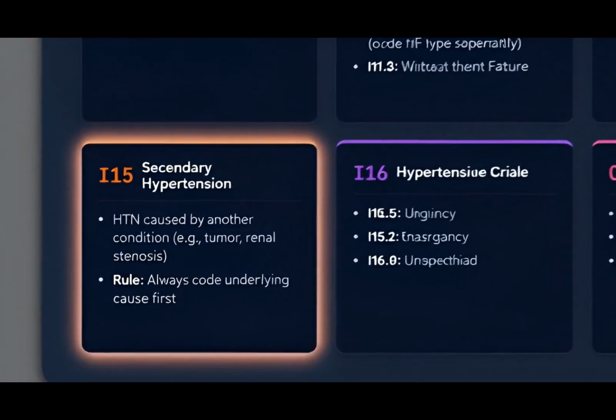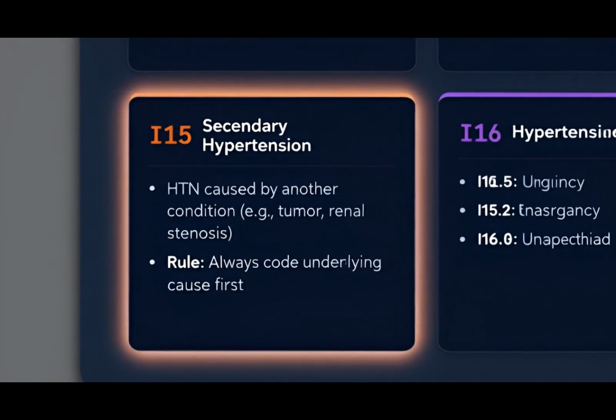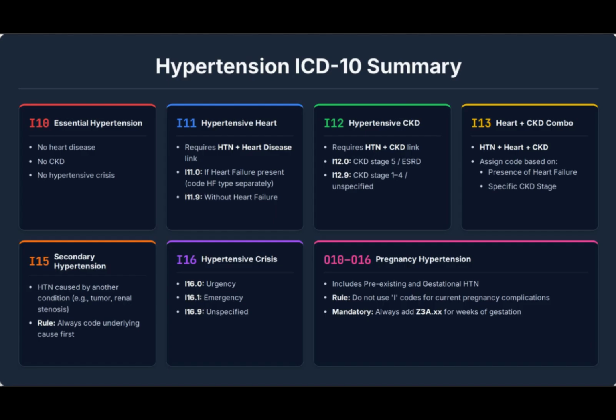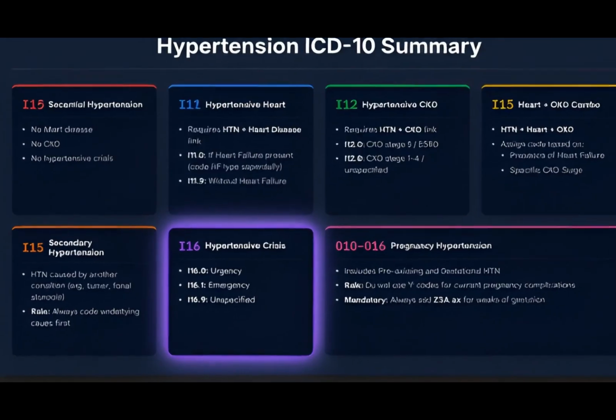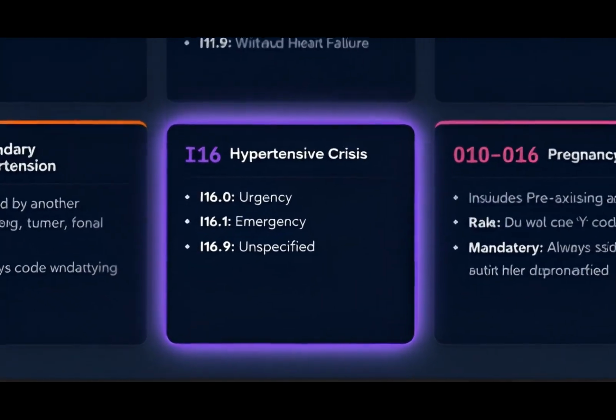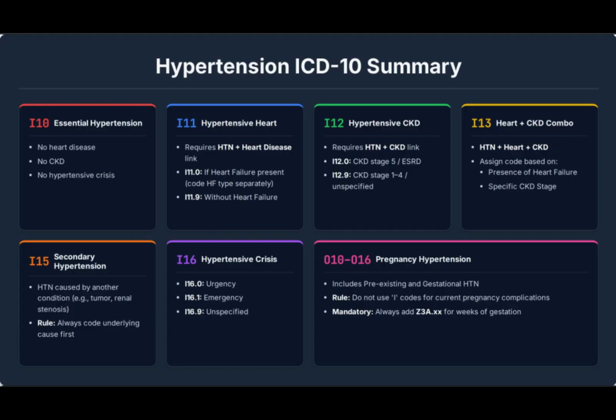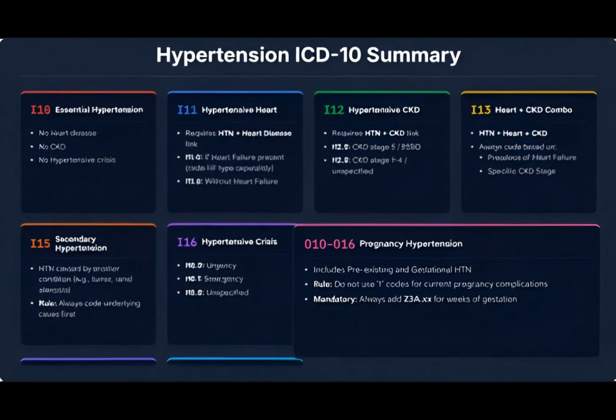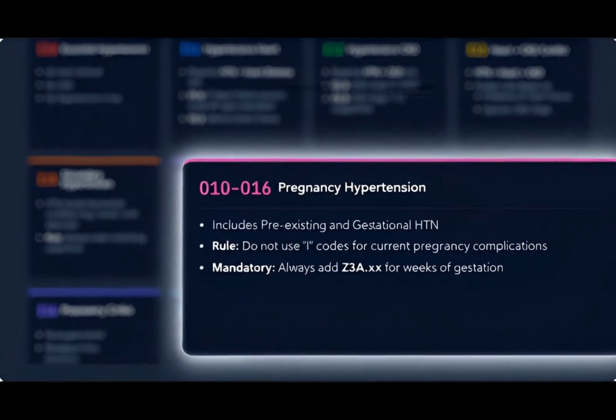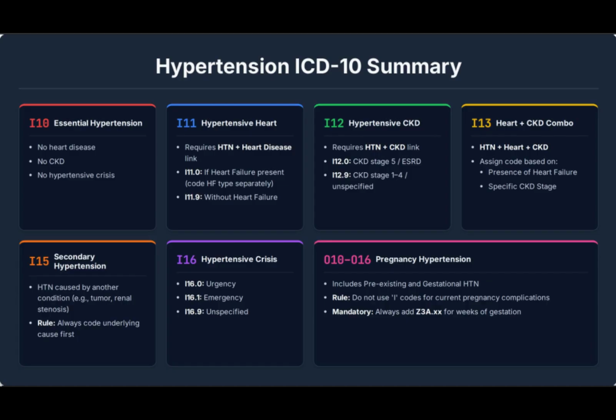I-15, secondary hypertension. Used only when hypertension is caused by another condition, such as renal artery stenosis or endocrine disorders. Always code the underlying cause first. I-16, hypertensive crisis. These are urgency, emergency, and unspecified hypertensive crisis situations. Accurate documentation of severity is essential. O10 through O16, hypertension in pregnancy. These codes cover pre-existing HTN, gestational HTN, preeclampsia, and eclampsia.